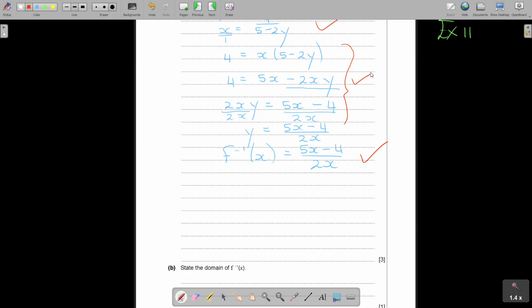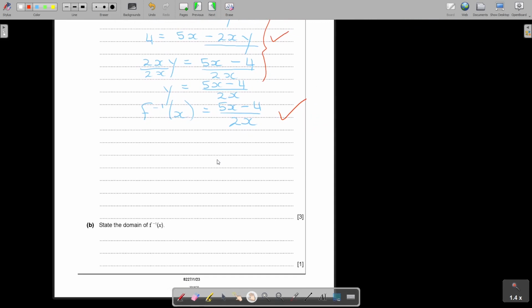Okay, let's do part B. Now, state the domain of this new function. So the only restriction is you cannot divide by 0. So you can just say, and I'm writing it like this. Let's just say, so it's just 1 mark. So it's the domain. It's the x values I describe. And I will say x is an element of the real numbers. But this is the important part.